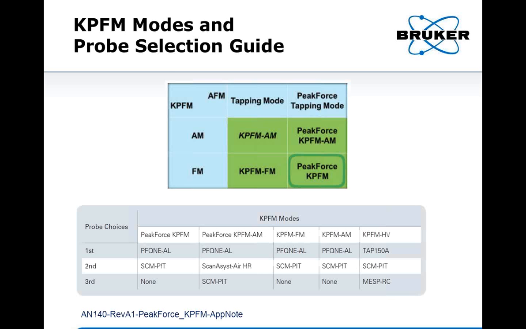KPFM is a combination of the Kelvin probe technique used to measure surface potential with AFM to enable the measurement of surface potential at the nanoscale. The two methods for KPFM modes, AM and FM, may be combined with the two major AFM modes, tapping and PeakForce tapping. For each mode combination, the probe recommendations can be found in the Nanoscope experiment selector as well as in the table above.